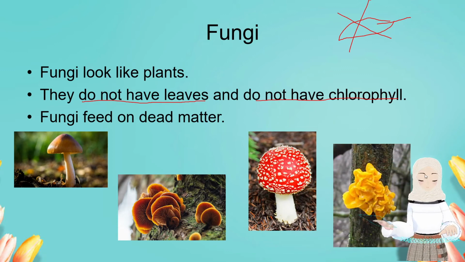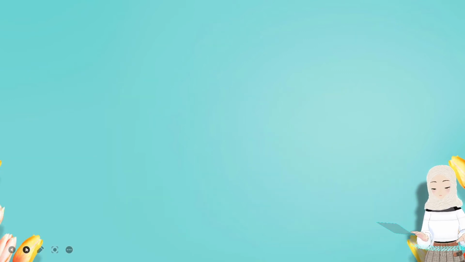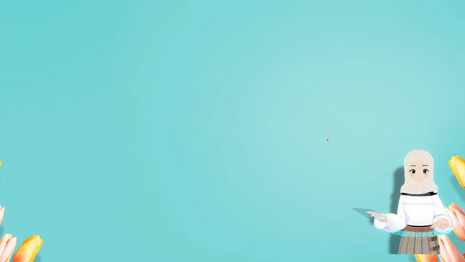And then last one, we have another kind of fungi. This one doesn't really look like a plant. Ada sikit-sikit maybe macam cabbage rupanya. Cabbage warna kuning. Also eats from a tree. Okay, next.